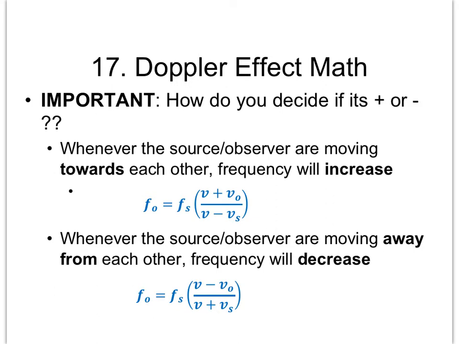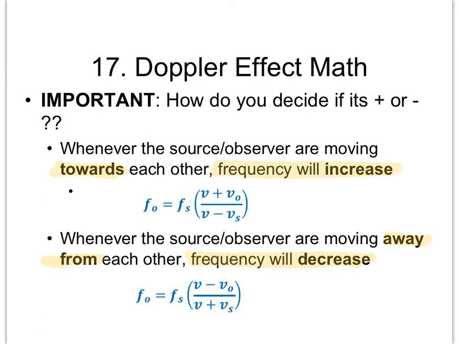What I always do is keep in mind two very important concepts related to the Doppler effect: whenever the objects are moving towards each other, the frequency will increase, okay? And whenever the objects are moving away from each other, the frequency will decrease. Based off of that, you can reason your way through whether you should add or subtract on the top, and on the bottom.